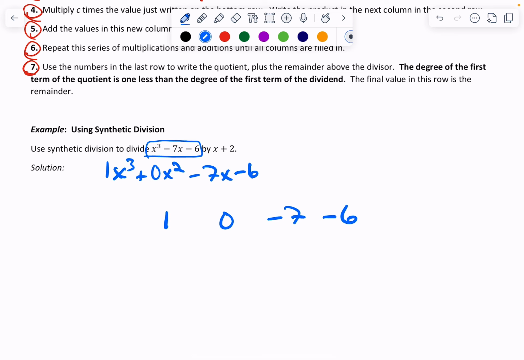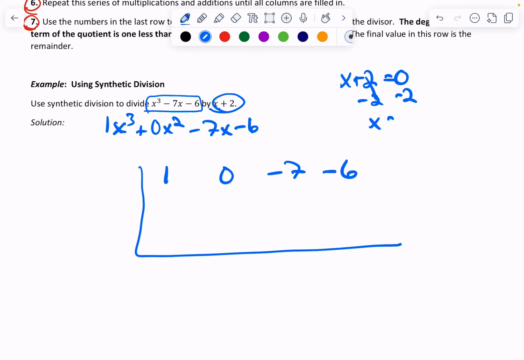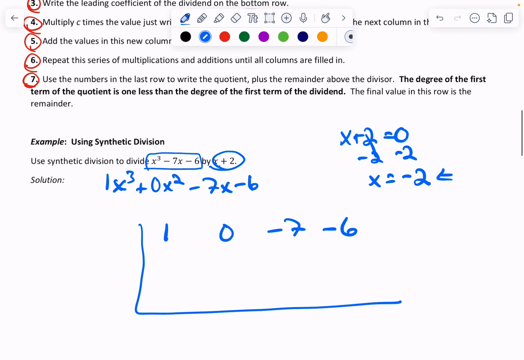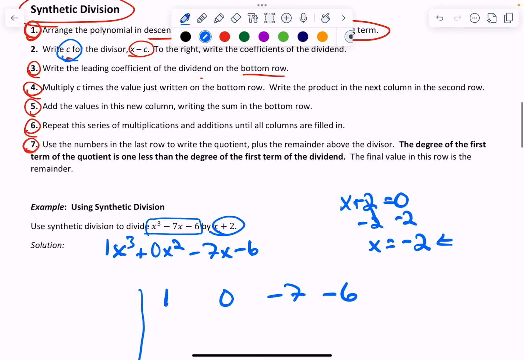Now, we're going to go ahead and draw like half of a box. And our x plus 2. So x plus 2 equals 0. If I move the 2 to the other side, I get x equals negative 2. This is the number for the divisor. So negative 2 is going to be our divisor right here.